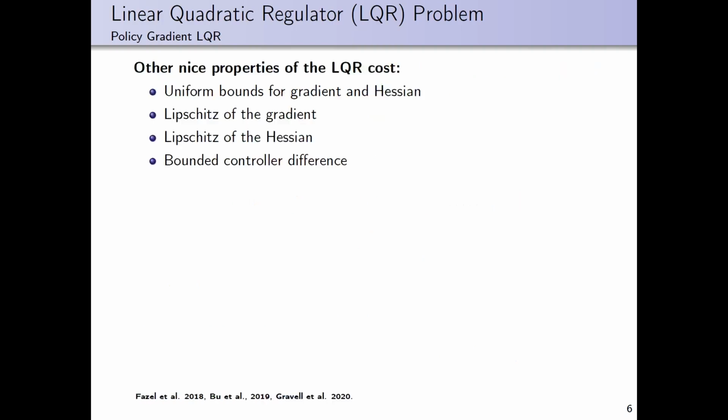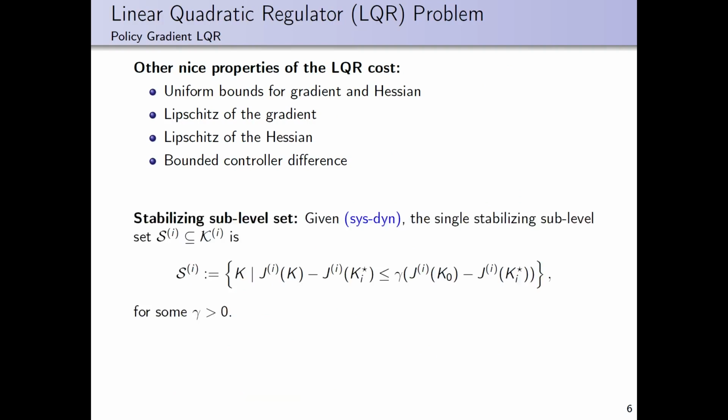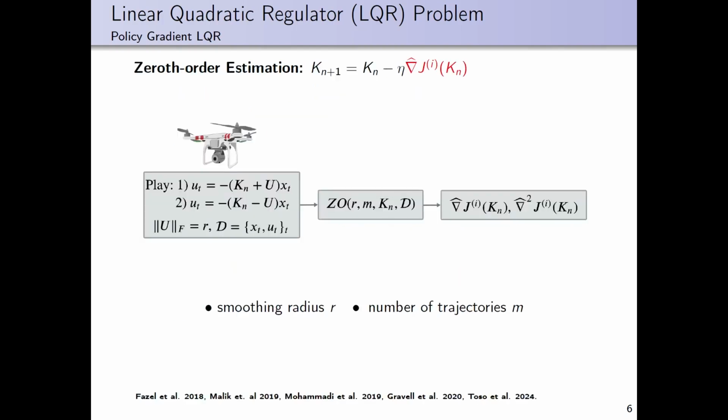There are some other nice properties of the LQR cost that we also need for this global convergence. And we usually define this stabilizing sublevel set just to show that for each iteration of our policy gradient, you're going to have a stabilizing control. So we're going to fix our focus on this stabilizing sublevel set instead of the stabilizing control set. Okay. As I mentioned before, we can do this either with an estimation of the gradient or the true gradient. We're going to use a zero-order estimation to estimate gradients and Hessians for the MAML later.